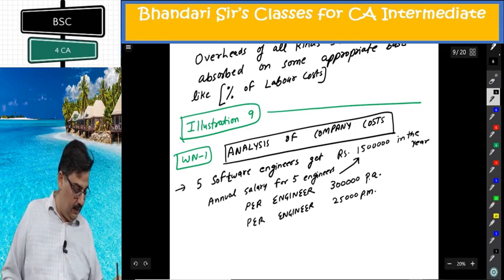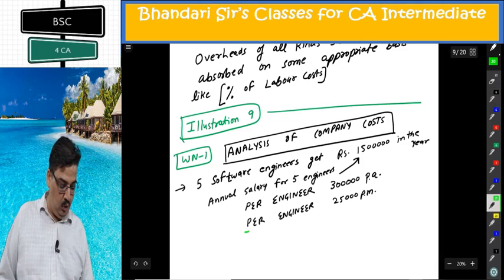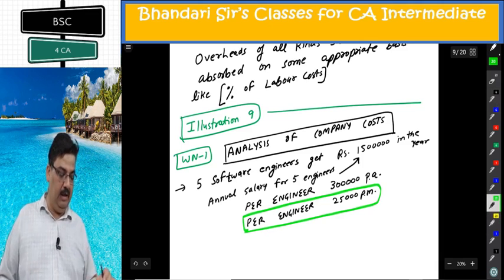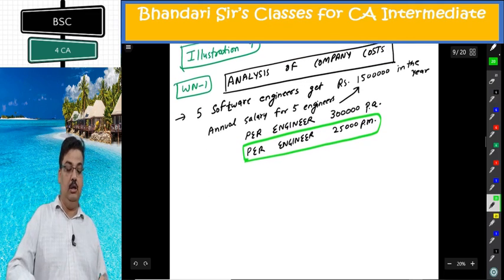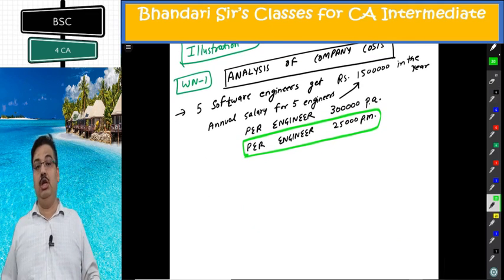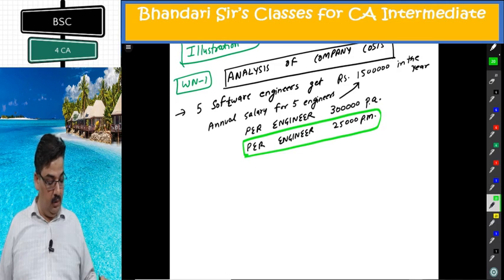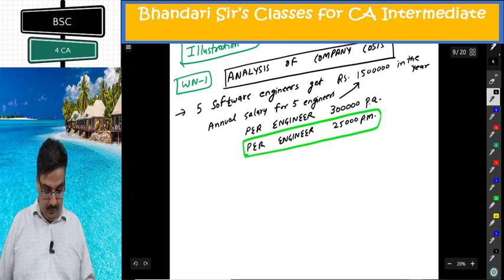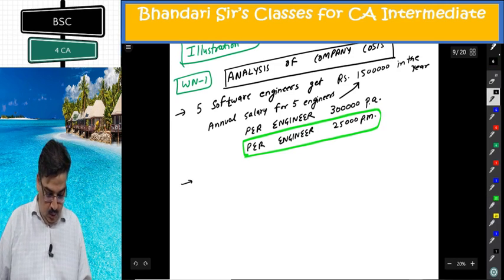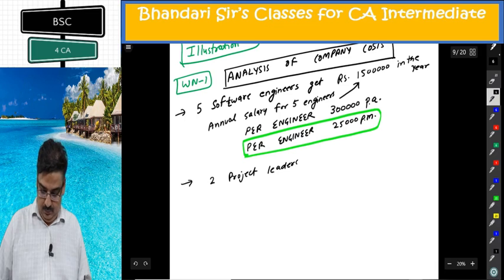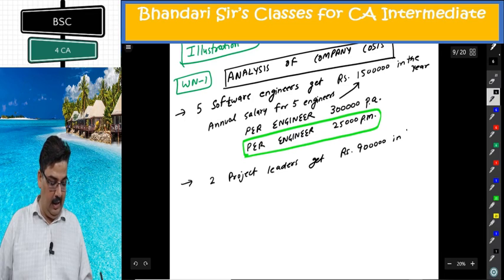You must get the details of cost to company on a monthly basis, because later on you are going to charge for 6 months for whatever engineers worked in that project. Similarly, two project leaders get rupees 9 lakh in the year.